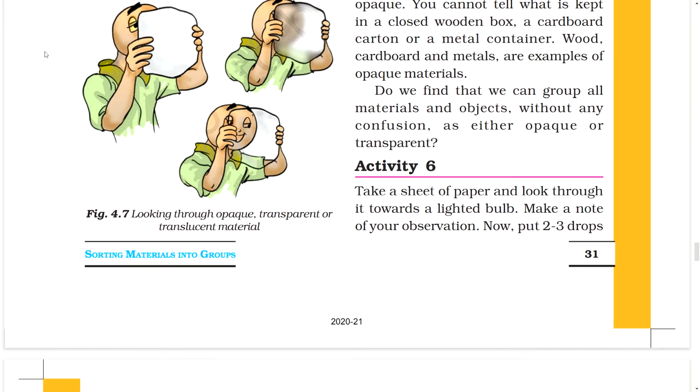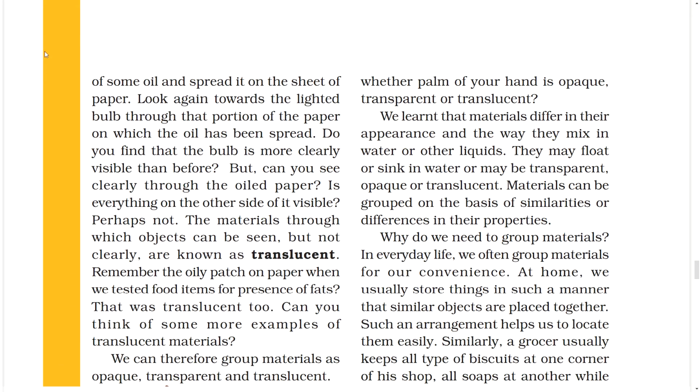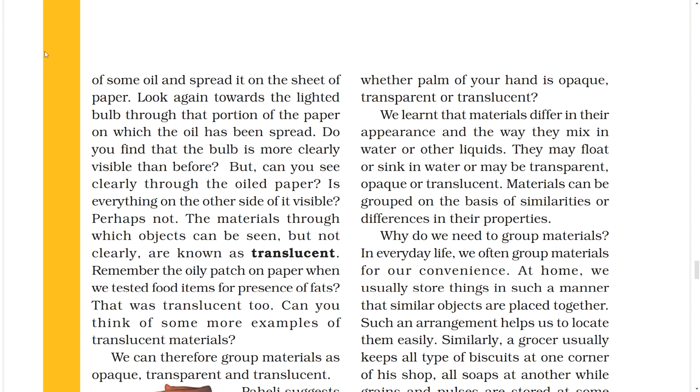Activity 6. Do this. Take a sheet of paper and look through it towards a lighted bulb. Make a note of your observation. Now put 2 to 3 drops of some oil and spread it on the sheet of paper. Look again towards the lighted bulb through that portion of the paper on which the oil has been spread. Do you find that the bulb is more clearly visible than before? But can you see clearly through the oiled paper? Is everything on the other side of it visible?